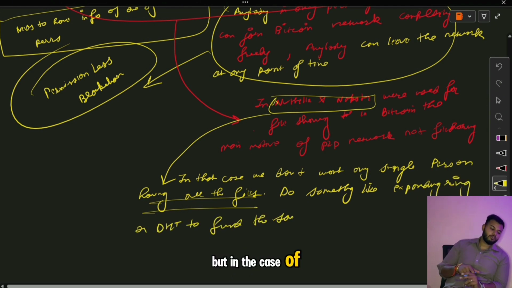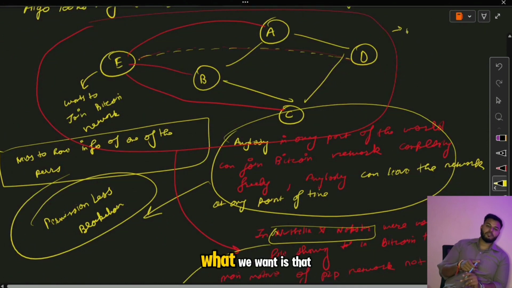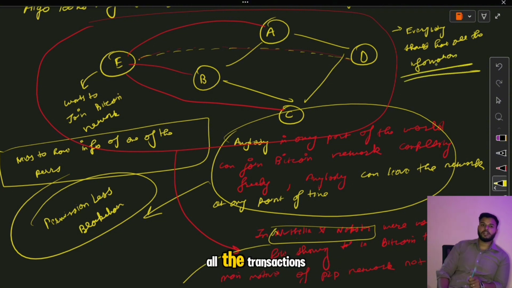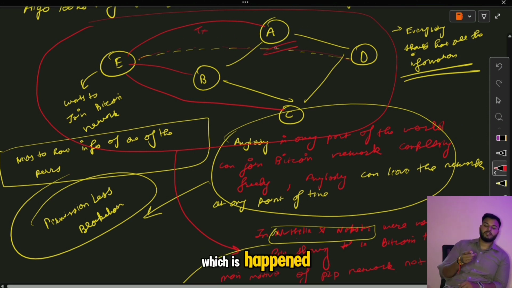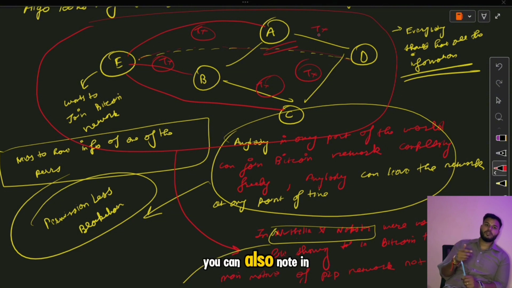But in the case of the peer-to-peer network present in blockchain or Bitcoin, what we want is that everybody in the network should have all the information. The transactions which are generated in the blockchain network should be available to everyone present in this network. Let's say A comes to know about a transaction which has happened. A will tell this transaction to all its peers. Let's say E and D are the peers of A. So A will inform them that I have heard about this transaction, you can also note it in your database.